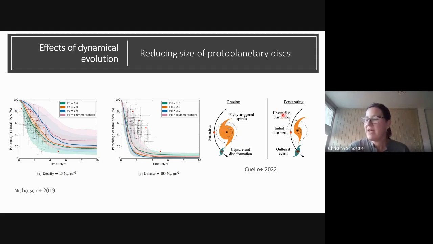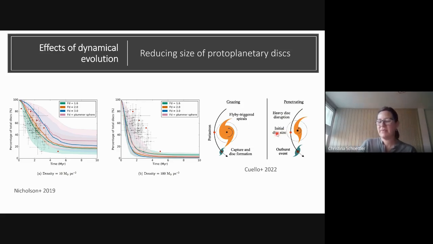But they can also heavily disrupt the disk, so they can actually prevent or remove a lot of the material that might have been used for planet formation. And if you have a flyby that is much closer, a flyby that actually goes through the disk.